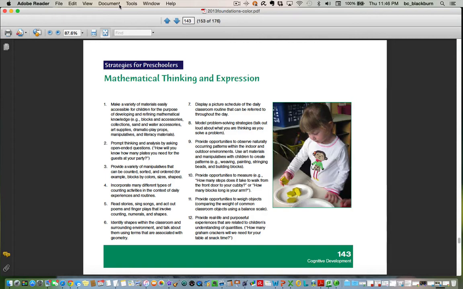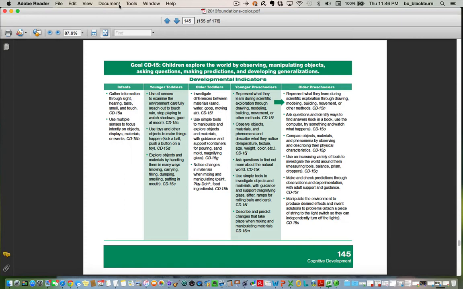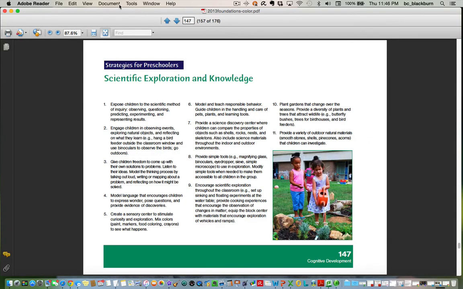Now, the specific goals and developmental indicators for the subdomain scientific exploration and knowledge are found on pages 144 and 145. And it's important to remember each child's unique experiences, differences, and abilities as noted in the yellow box on page 144. Pages 146 and 147 have your strategies for infants and toddlers as well as for preschoolers.